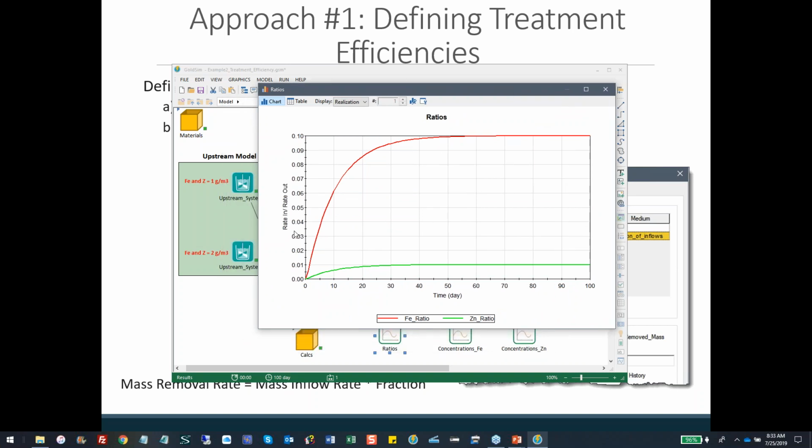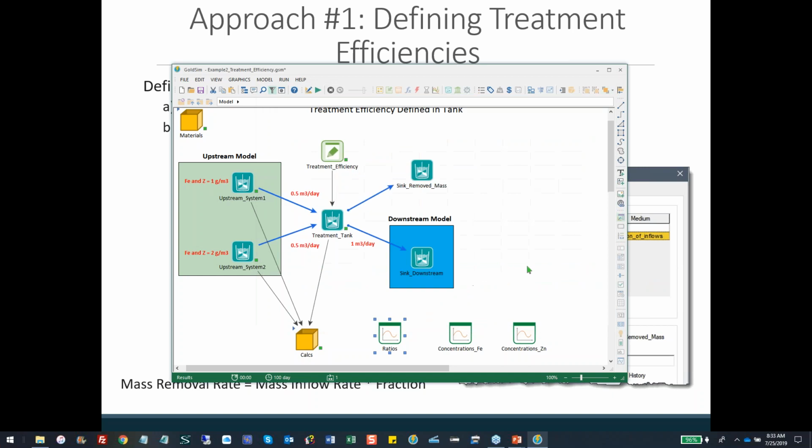What I'm plotting here is the mass rate in to the mass rate out. And you can see that it's 10% for iron and 1% for zinc. So that's all there is to it. We're not telling GoldSim what's really happening in this tank. The tank is a black box. That's the way we should think about it. We're just going to specify treatment efficiency. That's the mass that's removed here.